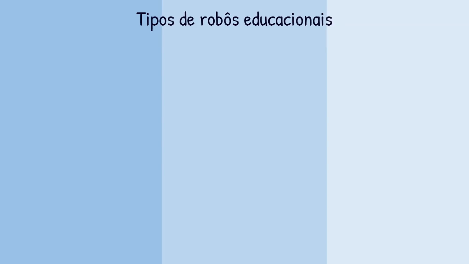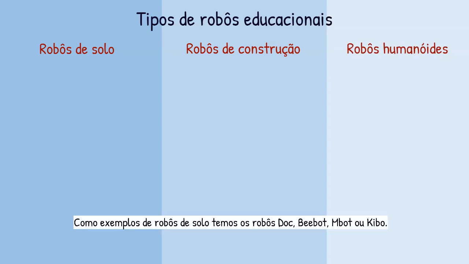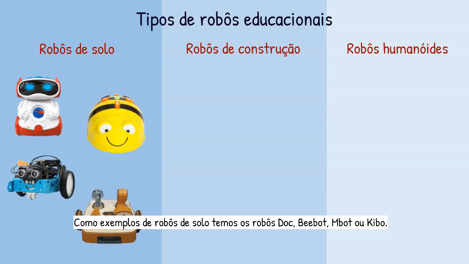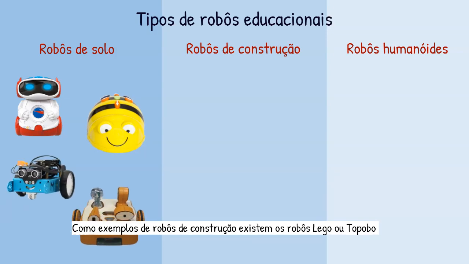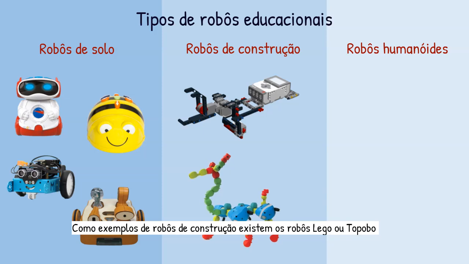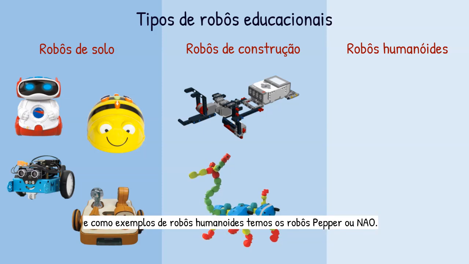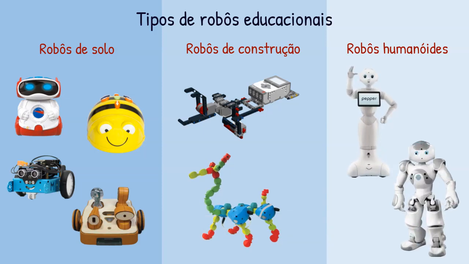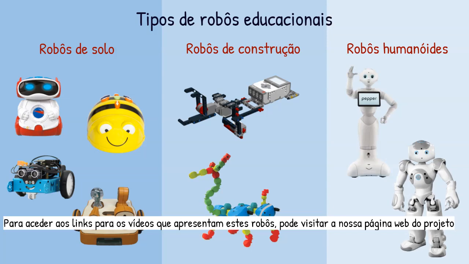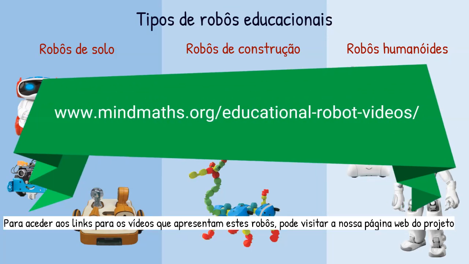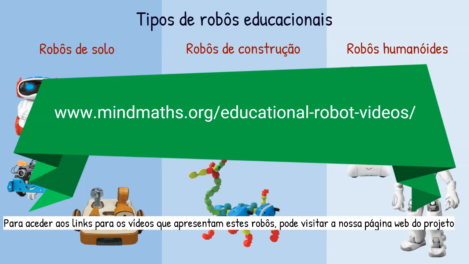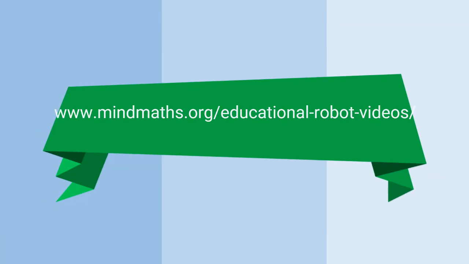There are three types of educational robots. These are ground robots, construction robots, and humanoid robots. The examples of ground robots are Doc, Bbot, Mbot, and Kibo robots. The examples of construction robots are Lego and Topobo robots. The examples of humanoid robots are Pepper and NAO robots. To reach the links to the videos that introduce these robots, you can visit our project webpage www.mindmaths.org/educational-robot-videos.